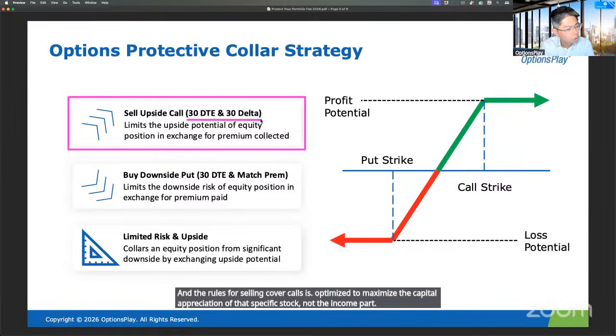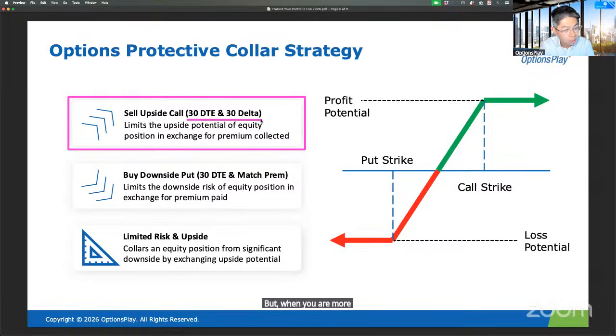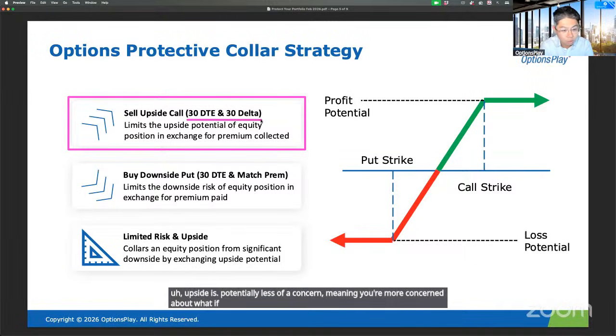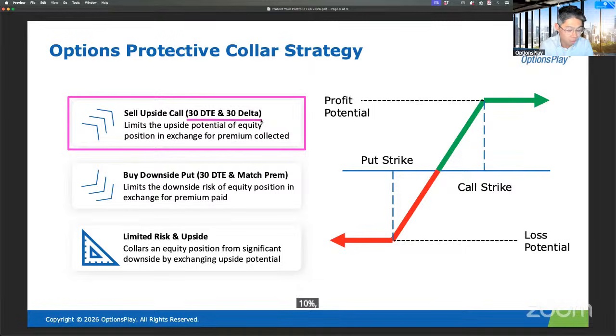But when you are more concerned about a downturn, upside is potentially less of a concern, meaning you're more concerned about what if the stock were to drop 10%. Think about Microsoft, on earnings, right?